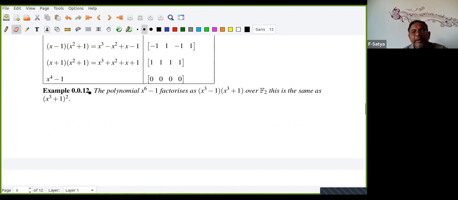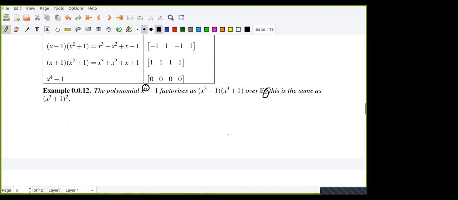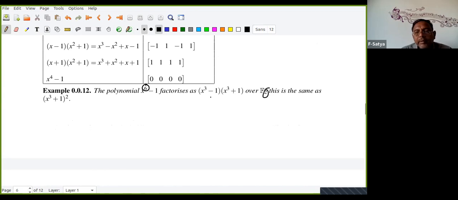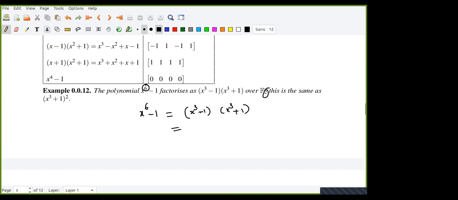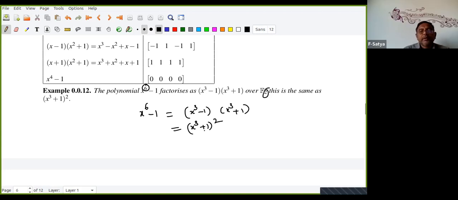So this is a simple, little different one. Look at here that 6, right? What is the GCD of 6 and 2? 2. It is not 1. So the polynomial x power 6 minus 1 is equal to x cube minus 1 into x cube plus 1. But what do you know about x cube plus 1? It will be x cube minus 1. So these two are the same. I'm getting a square, so roots are repeated. You see that?